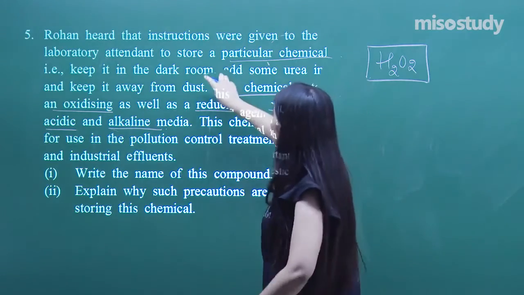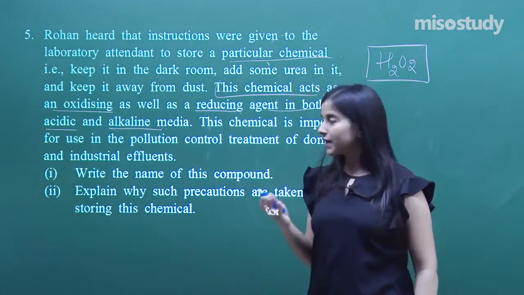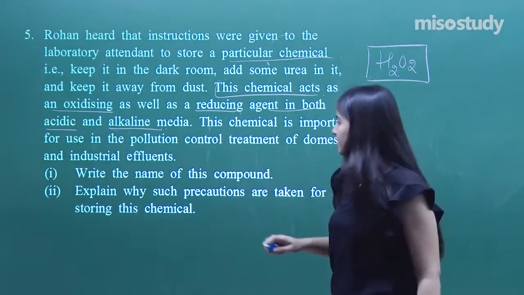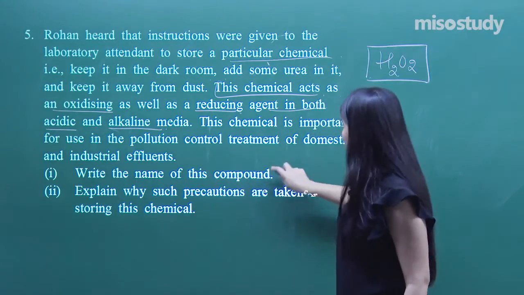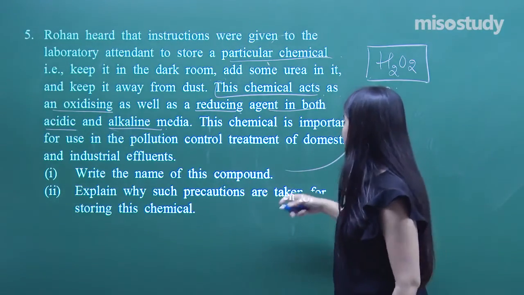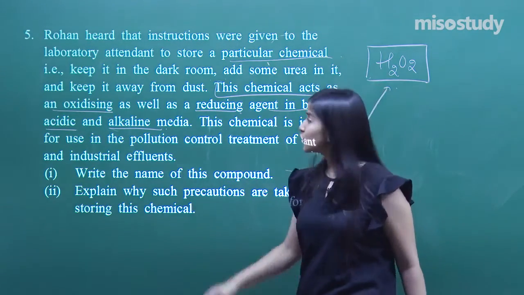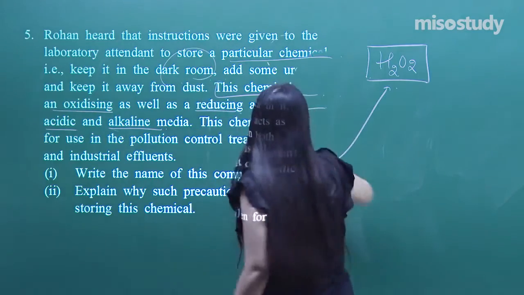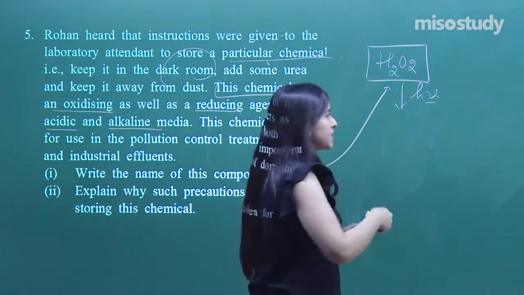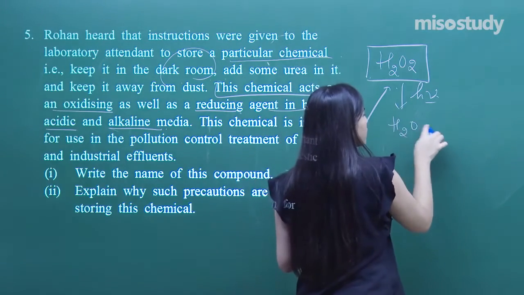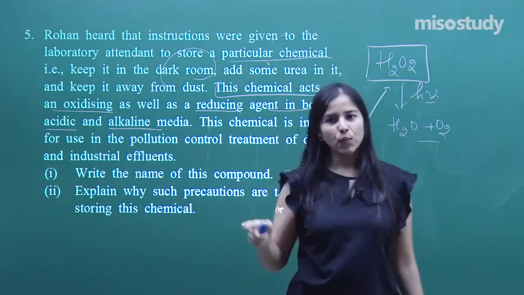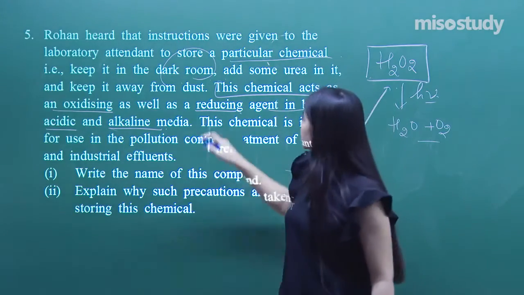See here. As I've told you, we have to keep it in the dark. Let's first of all read the question. Name the compound. It's hydrogen peroxide, we know this. Explain why such precautions are taken. So the precautions, first of all, dark room, because it easily dissociates in the presence of sunlight, giving H2O plus O2, and in order to prevent it from dissociation, we keep it in the dark.